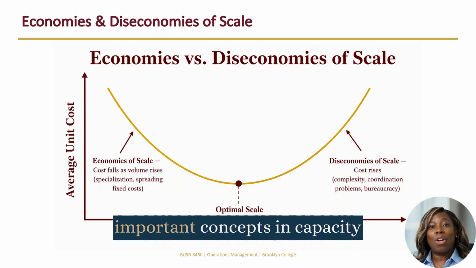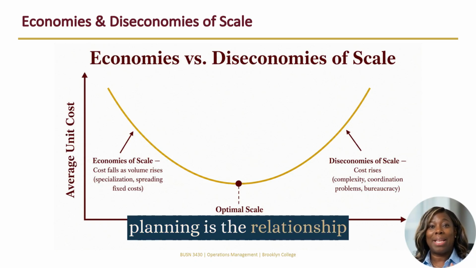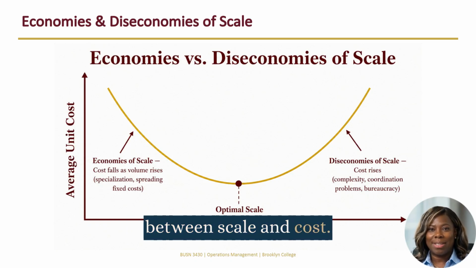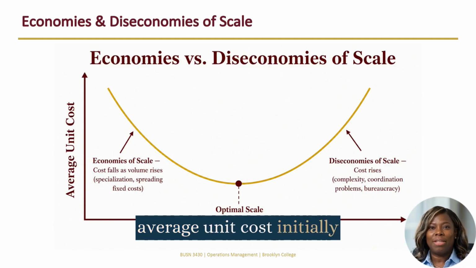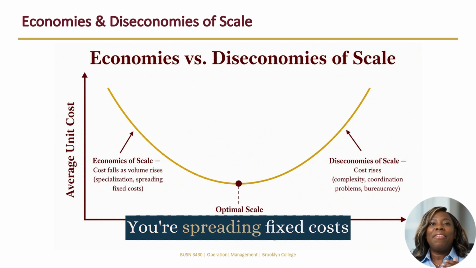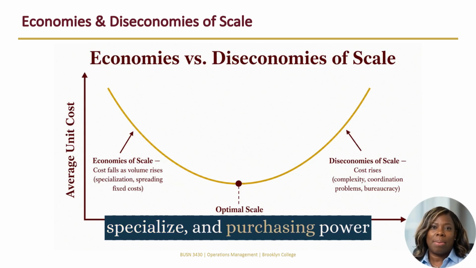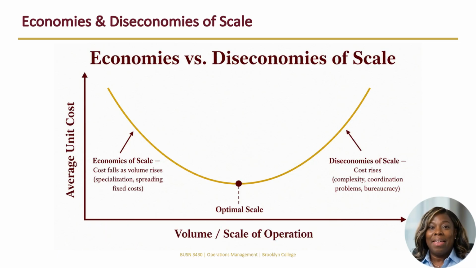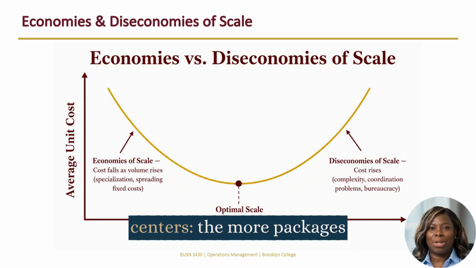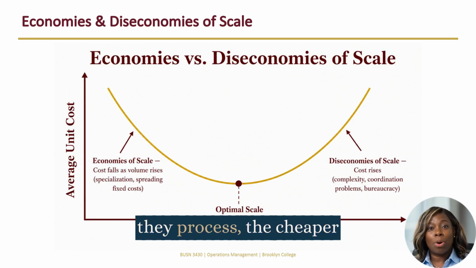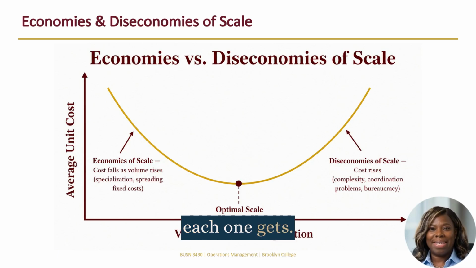One of the most important concepts in capacity planning is the relationship between scale and cost. As you increase volume, average unit cost initially falls. This is economies of scale. You're spreading fixed costs over more units, workers specialize, and purchasing power increases. Think of Amazon's fulfillment centers. The more packages they process, the cheaper each one gets.